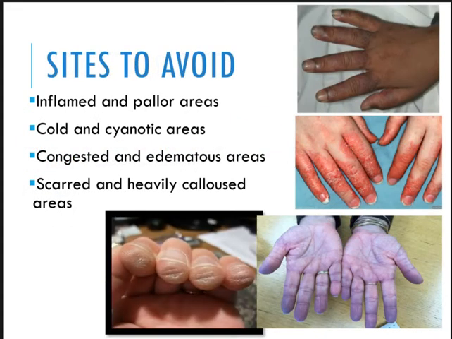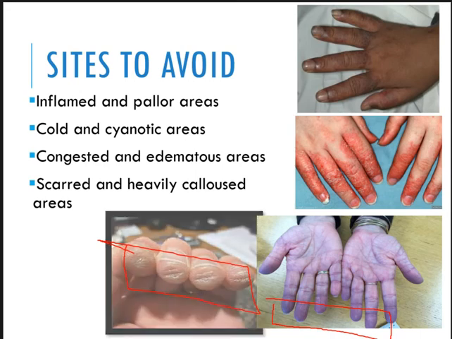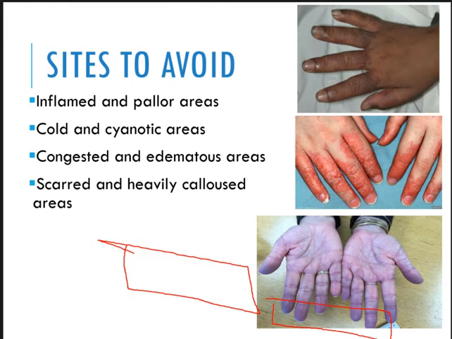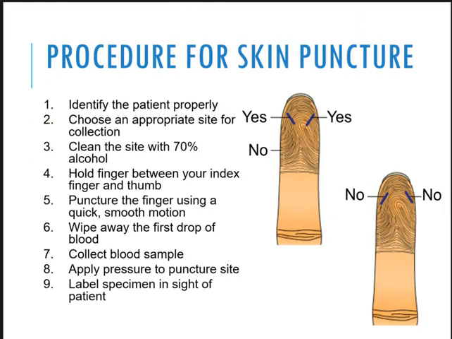Next, we have our sites to avoid. So as this is for guitar, for guitarists. Okay. Now, inflamed and pallor areas, we have our cold or cyanotic areas, congested and edematous areas, scarred and heavily callous areas, which is a little bit harder to puncture. Okay. Now, next, we have your procedures for your skin puncture.